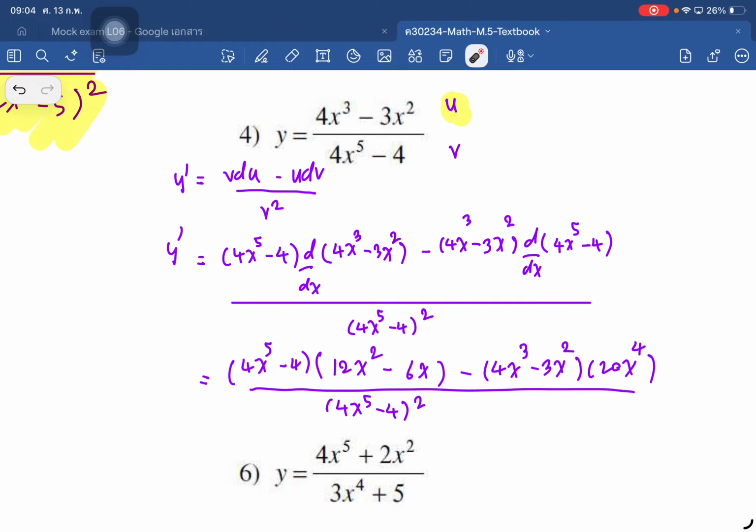Now there are a few questions, a few questions in our worksheet.